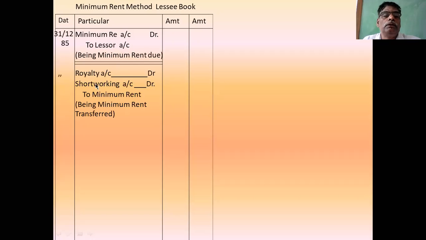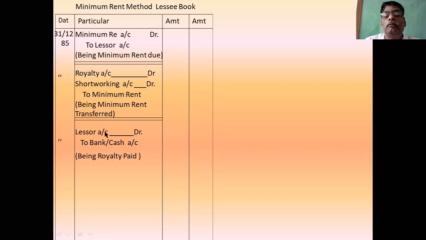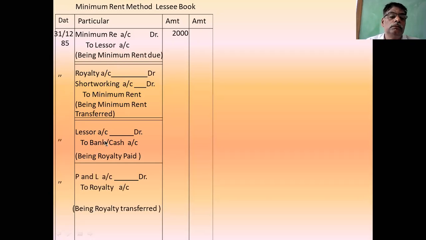Second entry, minimum rent, royalty account debtor to short working and minimum rent, being minimum rent transferred. Then lessor account debtor to bank account, being royalty paid. Then the last entry is P&L account debtor to royalty account. These 3 entries are the same, original entries. Instead of to lessor, I have taken the minimum rent. This is the only change you have to make, and the first entry you have to pass.